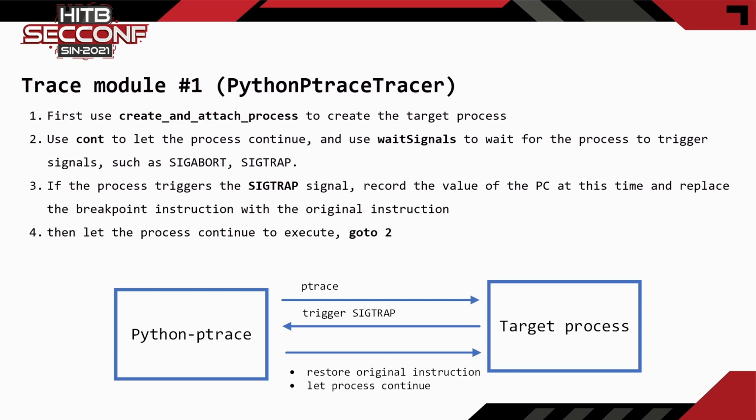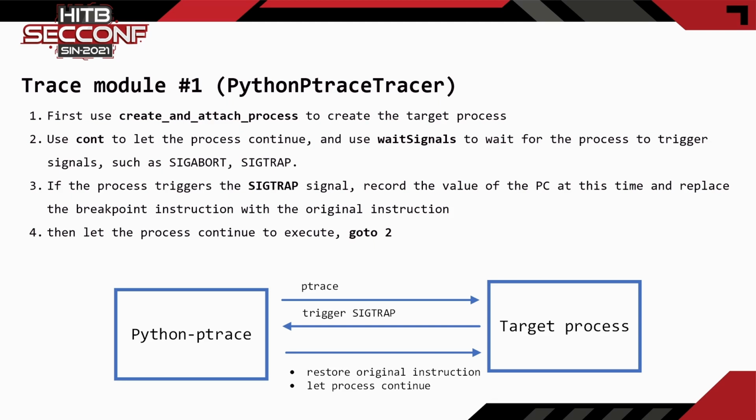Next, I will introduce the first trace module. Its name is Python ptracer. According to the previous introduction, we know that the trace module is actually a simple debugger. Since the other modules of trapfuzzer are developed with Python, I also wanted to implement a debugger through Python. After searching, I found the Python ptrace library. Through this library, we can use ptrace in Python. In addition, there is also a debugger demo in the code of the Python ptrace library. So we can quickly implement the trace module based on the debugger demo.